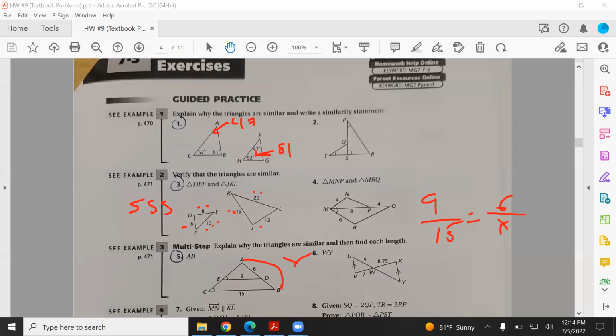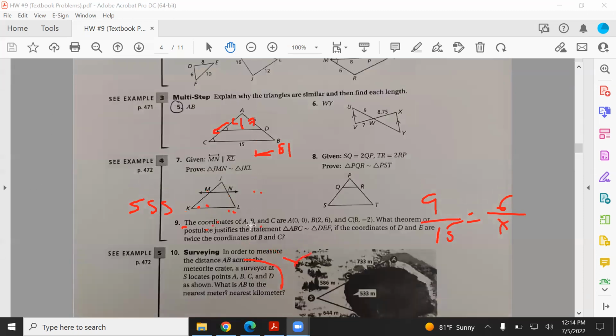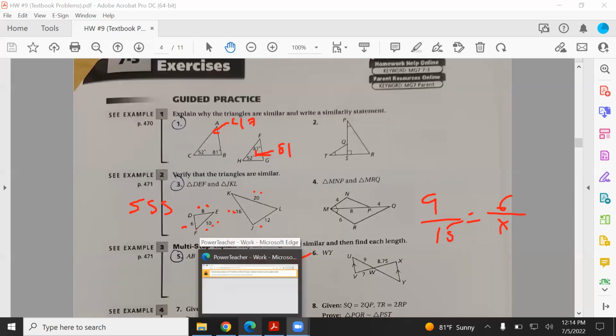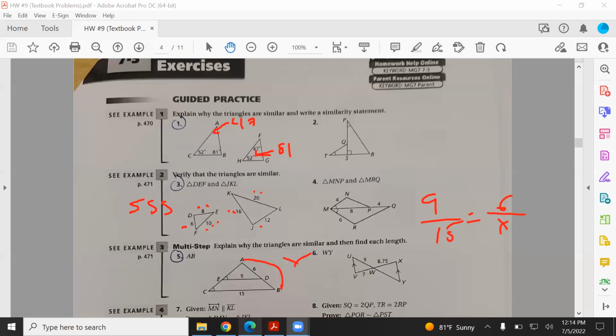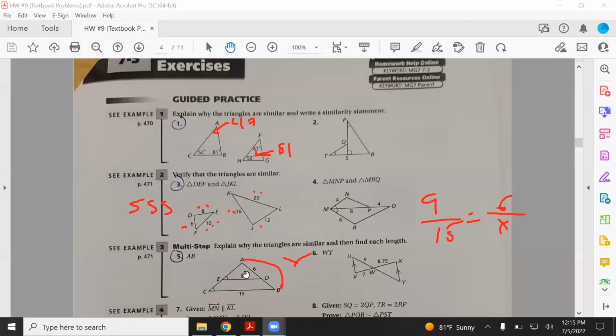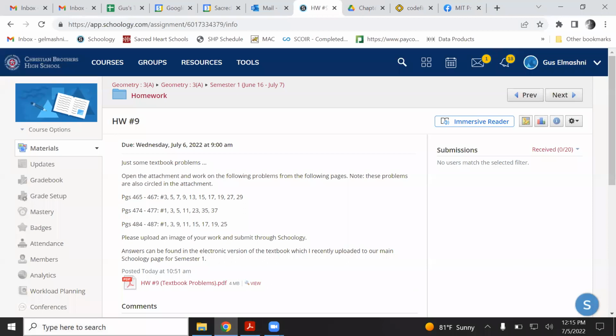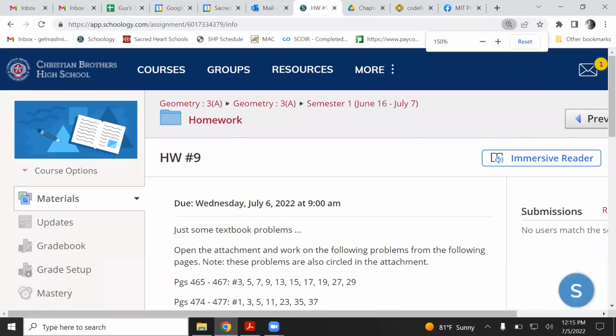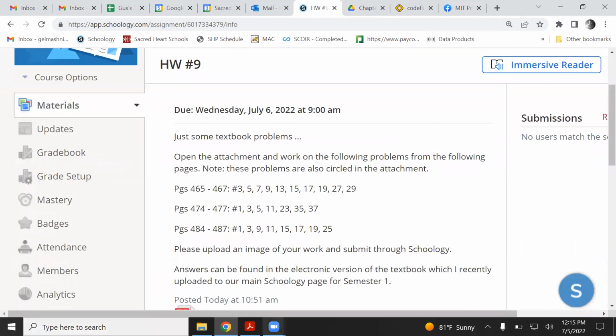Yeah, so again, that's similar triangles. Let me just have you guys work. We're going to work for the next 10 minutes. Check in, ask questions, and then we'll end class after that. Again, here are the problems, so we don't have to open up Schoology. You guys can read that.